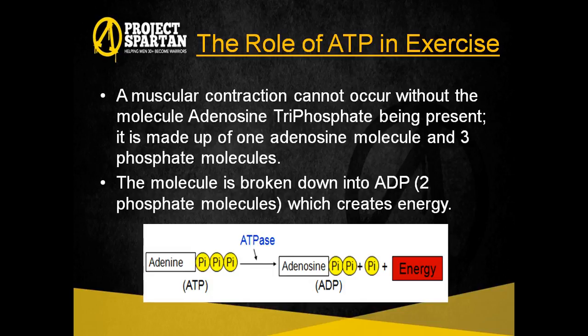When this is broken down, you are left with ADP, so adenosine diphosphate, 2 phosphate molecules, and 1 phosphate released. So by breaking it down, you have 3 phosphate molecules. When you break that down, you are left with 2, and then the breakdown of the reaction is what causes the energy.